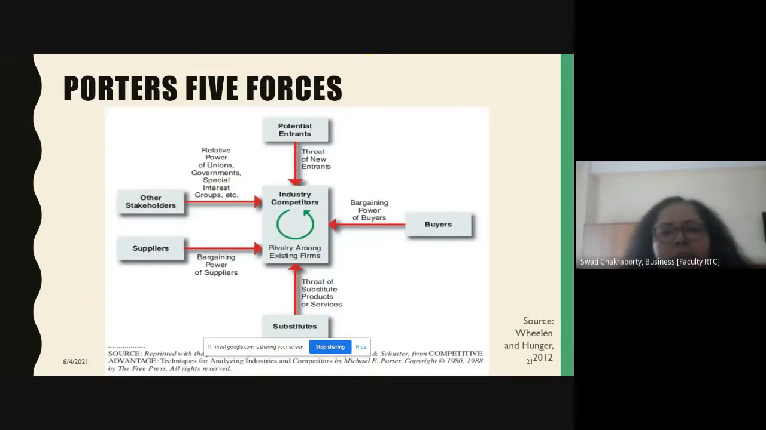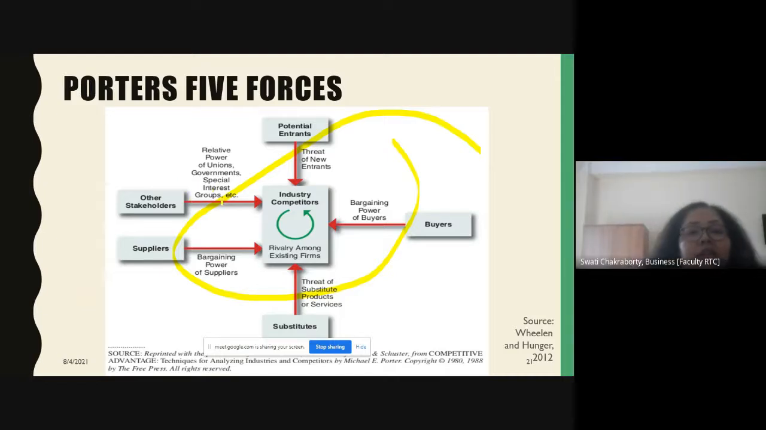So this is the diagrammatic explanation of Porter's five forces. When we talk of the firms, the industry competitors, you have rivalry among existing firms. You have bargaining power of the buyers, the threat of new substitutes, bargaining power of suppliers, threat of new entrants, and relative power of other stakeholders, that is unions, governments, social interest groups, etc.